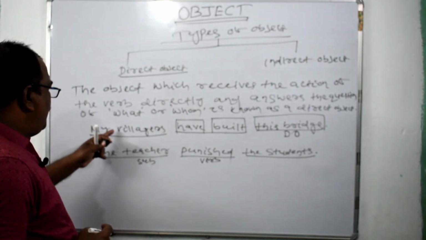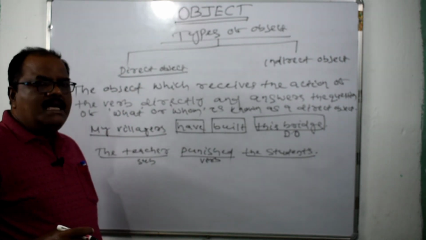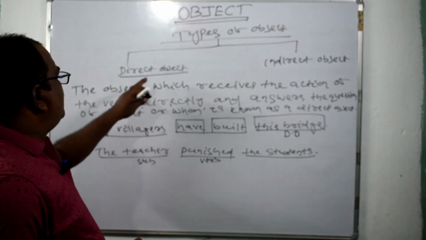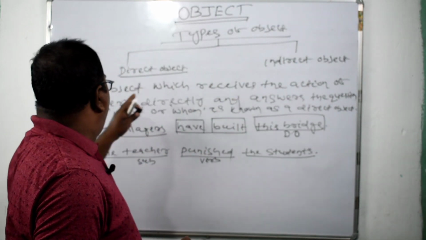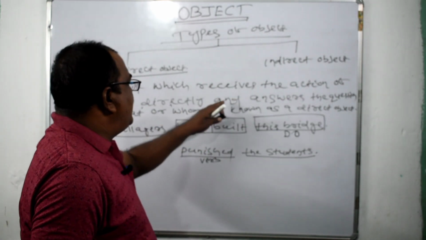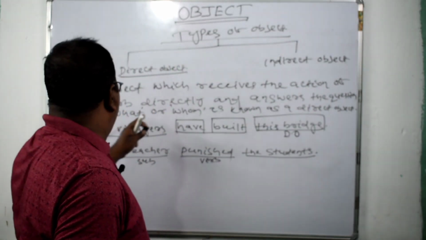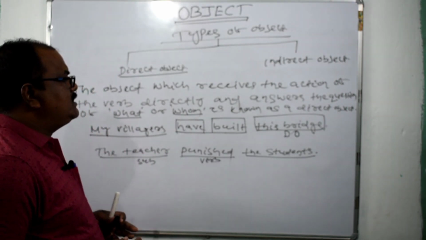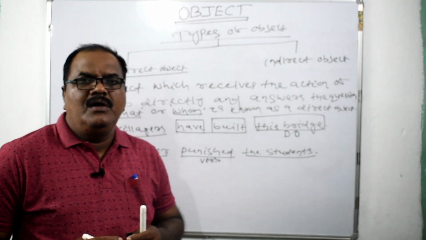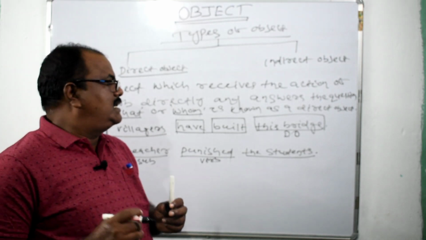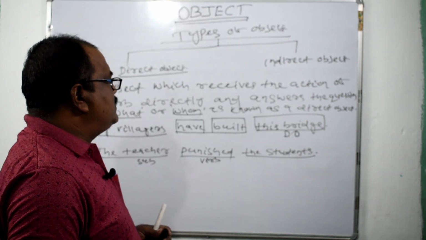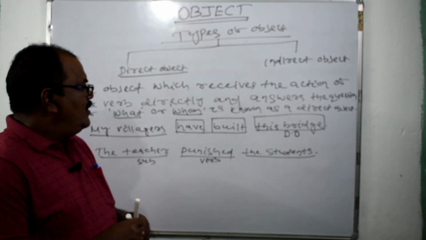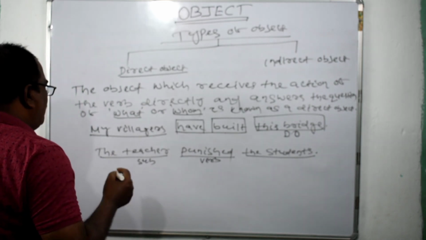So, from these two examples, it is very clear that the object which receives the action of the verb directly and answers the question of what or whom is known as a direct object. Without the direct object, an indirect object can't be used in the sentence. So, my dear students, we can take another example.